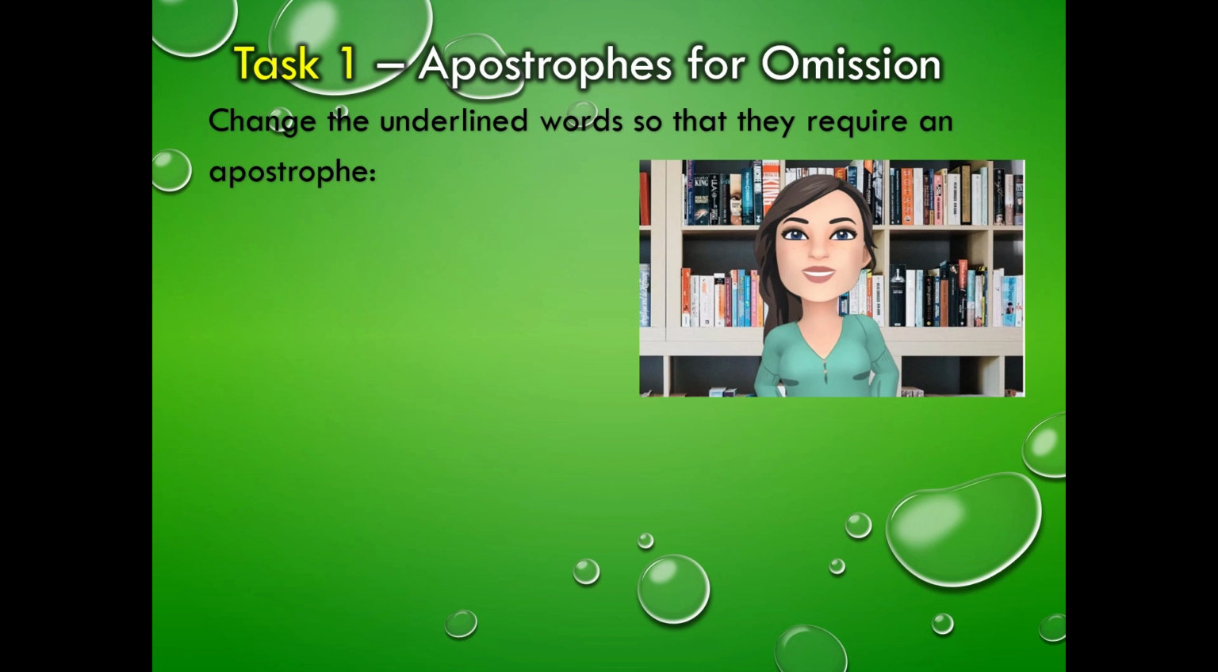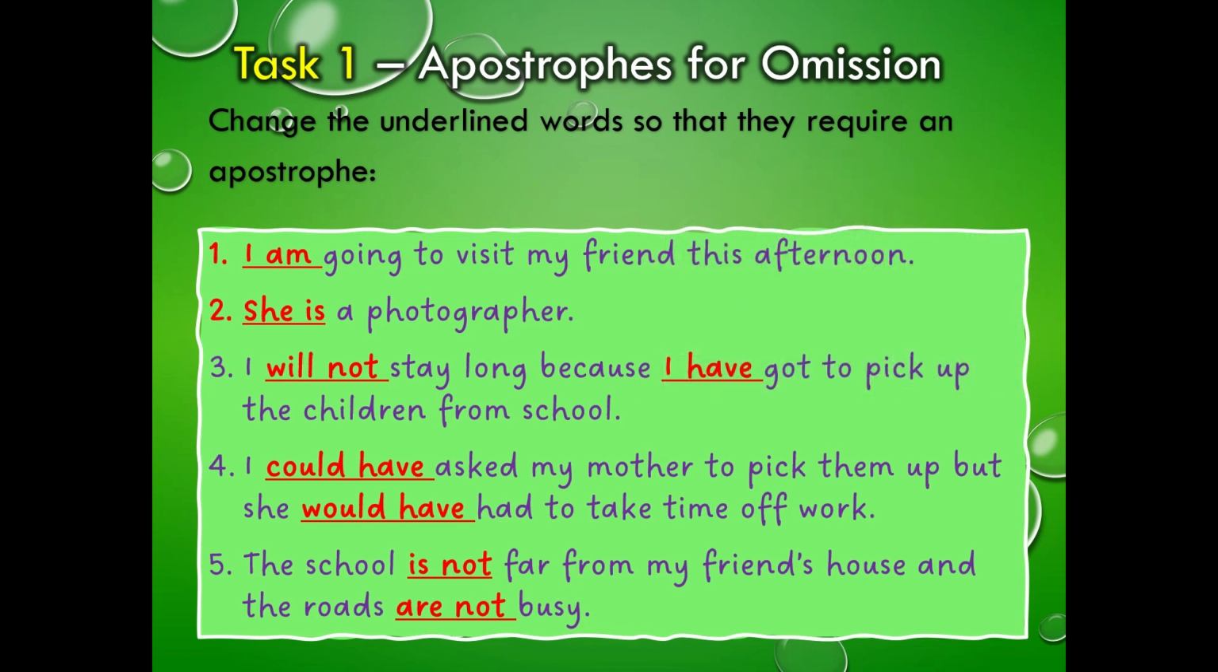Task 1. Apostrophes for omission. Change the underlined words so that they require an apostrophe. We have I am going to visit my friend this afternoon, and I would like you to change I am so it requires an apostrophe. So stick them together. Do this for all 5 of these examples. Pause the video here to have a go before I reveal the answers.